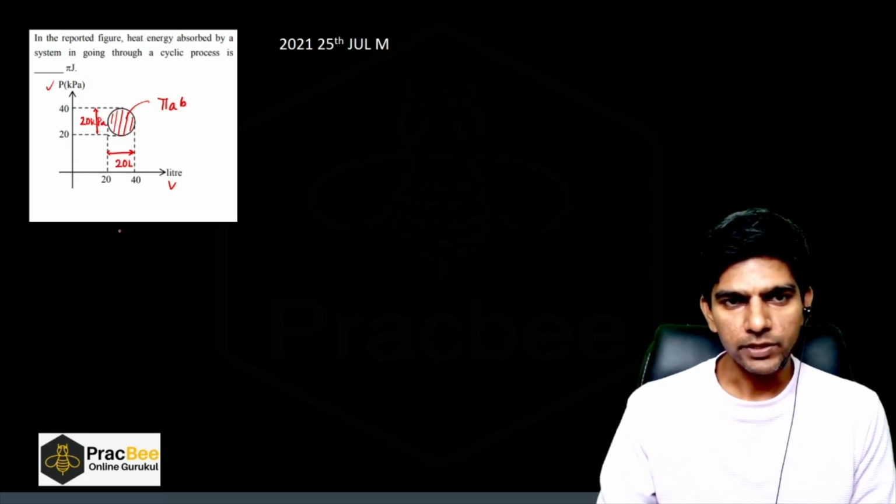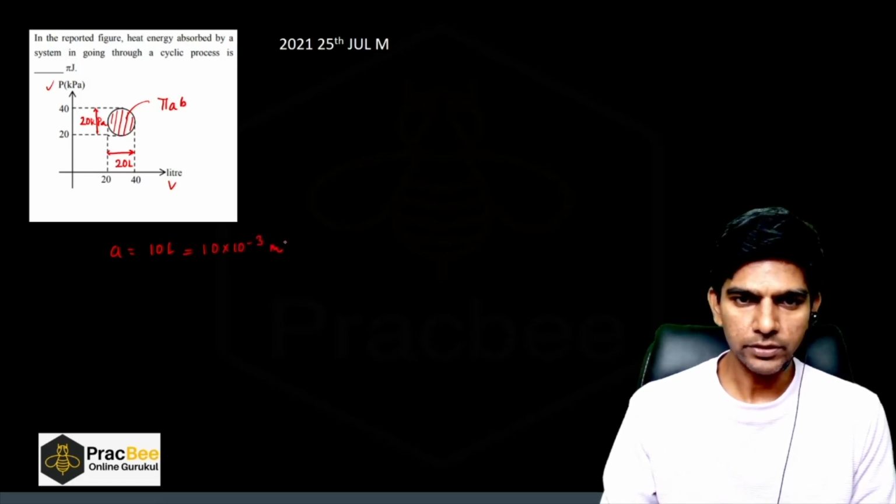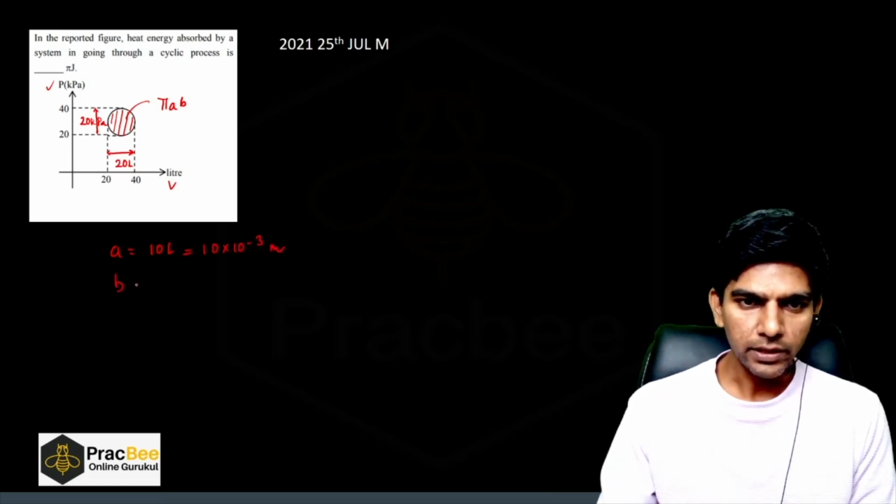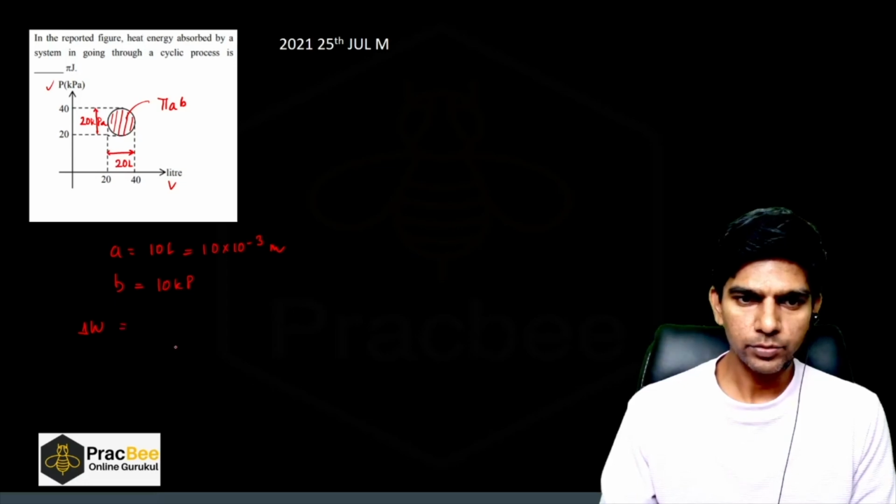So if that is the case, we can say A is 10 liter, and it can be written as 10 times 10 raised to the power minus 3 meters cubed, because 1 liter is equivalent to 10 raised to the power minus 3 meters cubed. And B will be 10 kilopascals. So the work done in this cyclic process will be pi times AB.